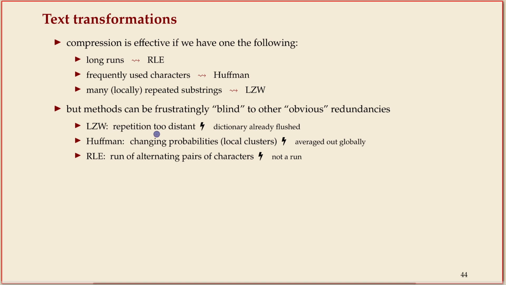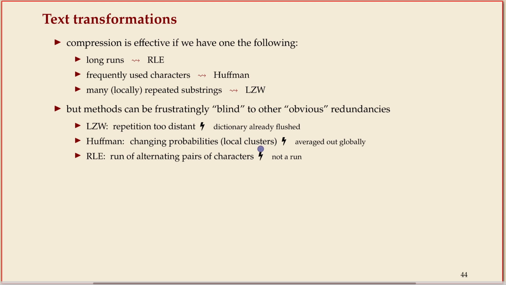For example, if the repetitions are too distant, Lempel-Ziv-Welch doesn't pick them up because the dictionary is already flushed. If overall the probabilities for each of the characters are evenly distributed, but they're more likely to be a certain character in one part and more likely to be another one in another part, it averages out and Huffman doesn't profit from it, whereas it might be profited from with a more clever regime.